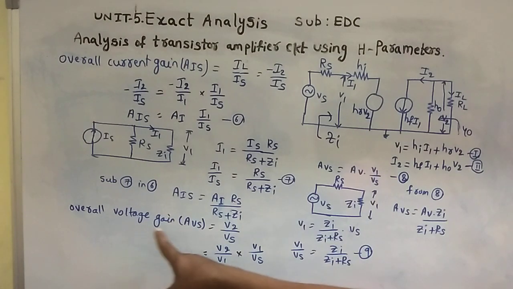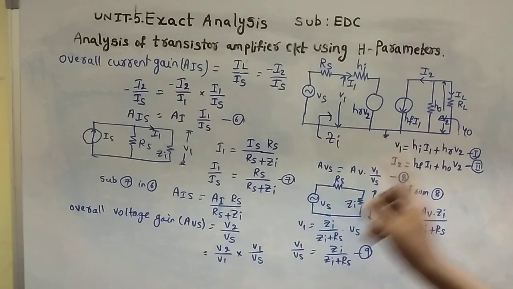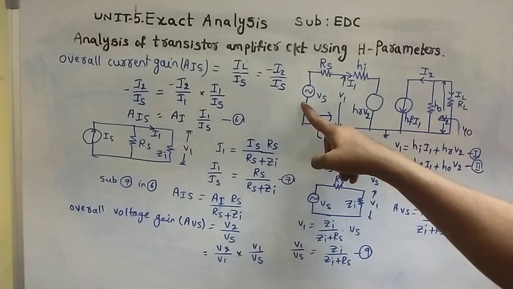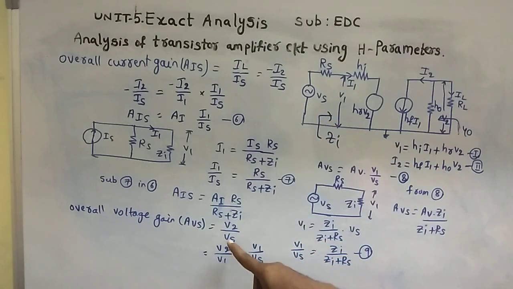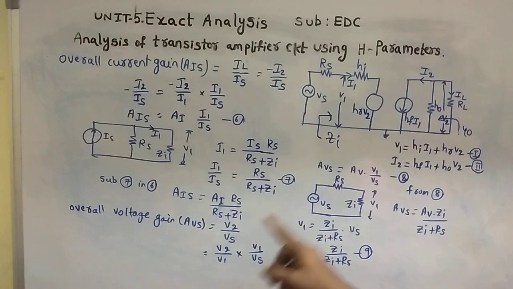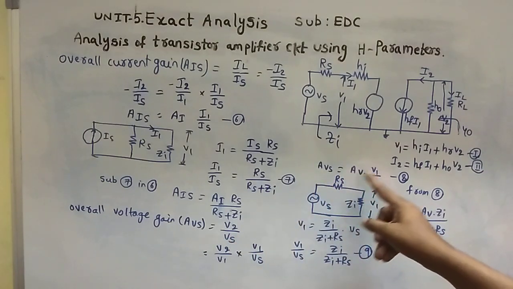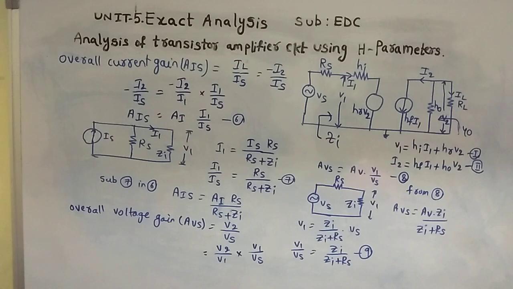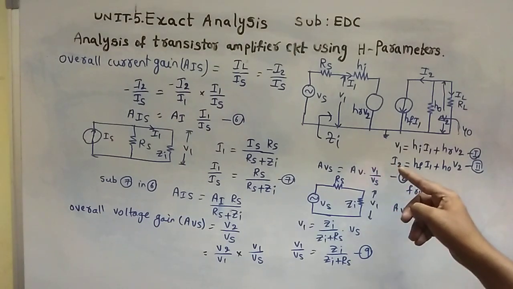Similarly, you can find the overall voltage gain AVS. Same as the current gain, we can go for voltage gain AVS. Voltage gain is equal to V2 by Vs, output voltage by input voltage. I am going to write this V2 by Vs as V2 by V1 into V1 by Vs. If you cancel V1 and V1, then you will get V2 by Vs. So what is V2 by V1? We know that it is the voltage gain AV, into V1 by Vs. So we have to find V1 by Vs here, that is the unknown.